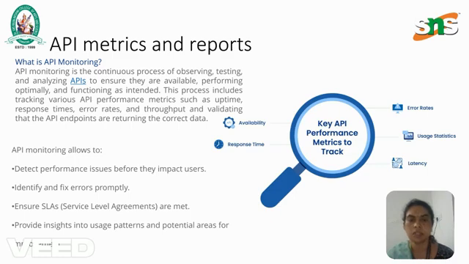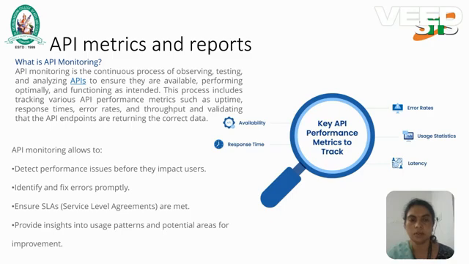API metrics and reports: API monitoring is a continuous process of observing, testing, and analyzing APIs to ensure that they are available, performing optimally, and functioning as intended. This process includes tracking various API performance metrics such as uptime, response time, error rate, and throughput, and validating that the API endpoints are returning the correct data. It allows you to detect performance issues before they impact users, identify and fix errors promptly, ensure SLAs, that is, service level agreements, are being met, and provides insight into usage patterns and potential areas for improvement.